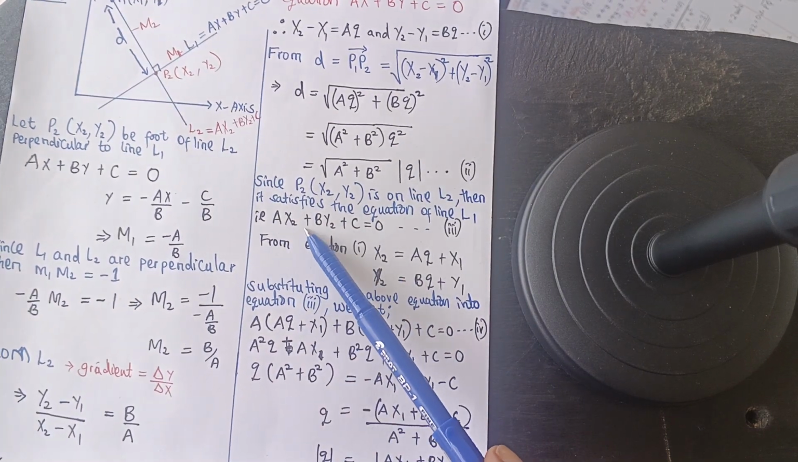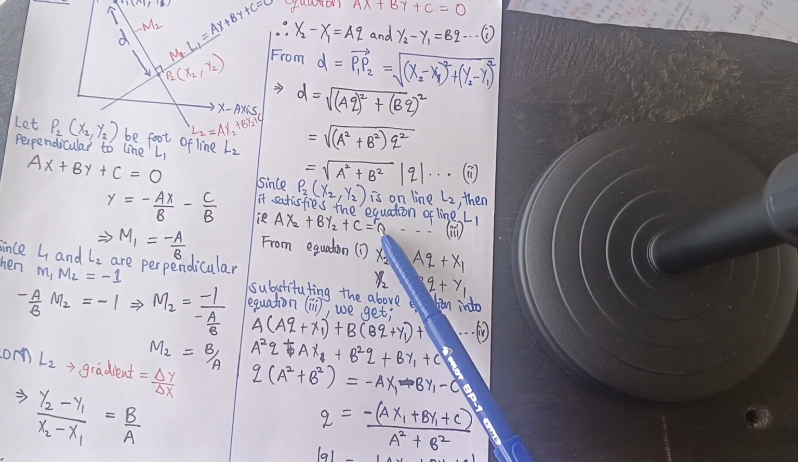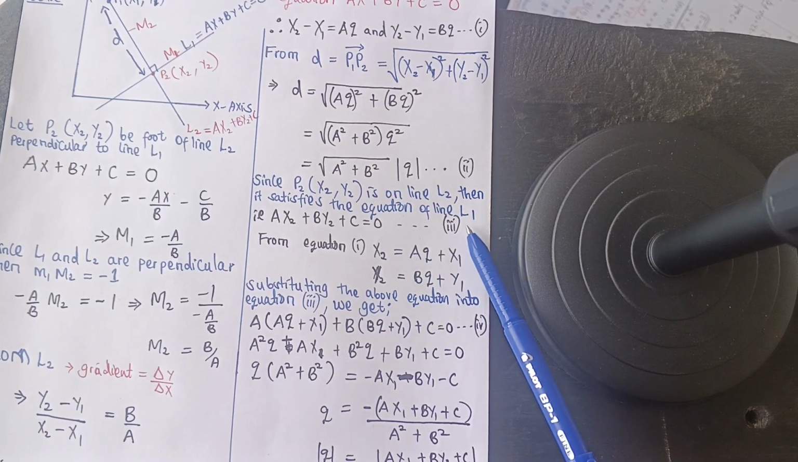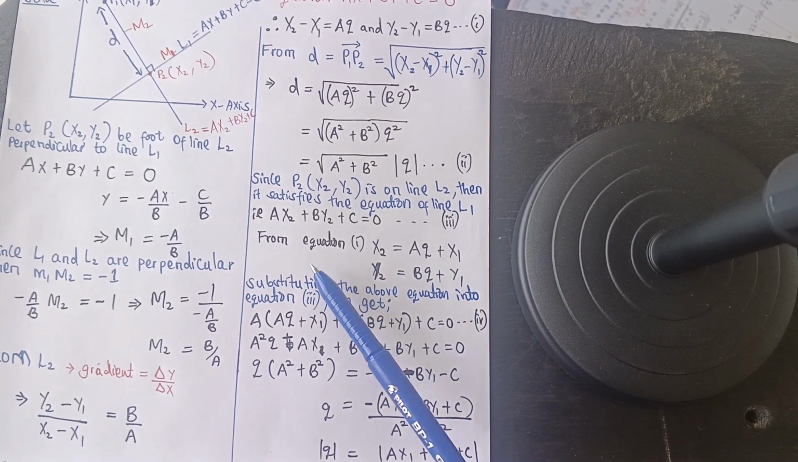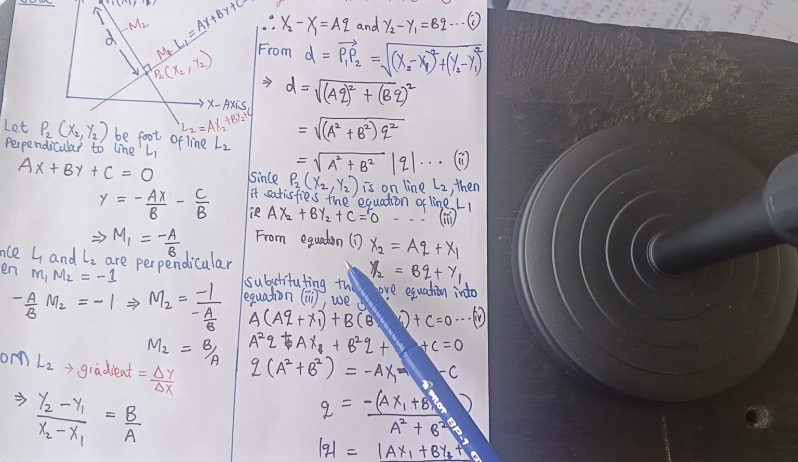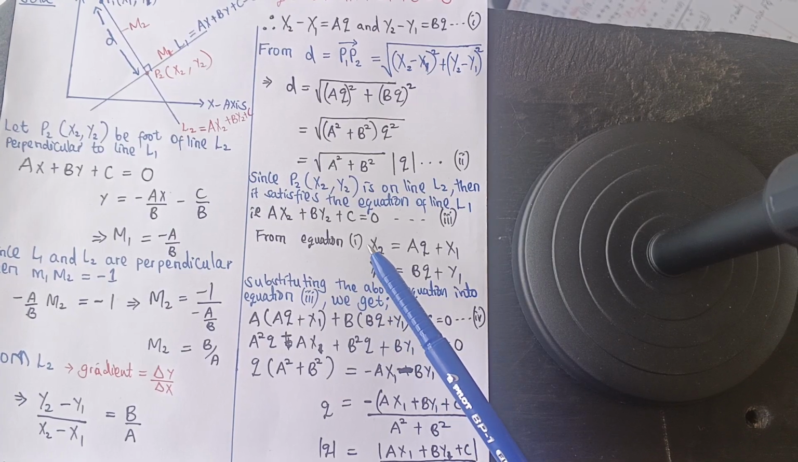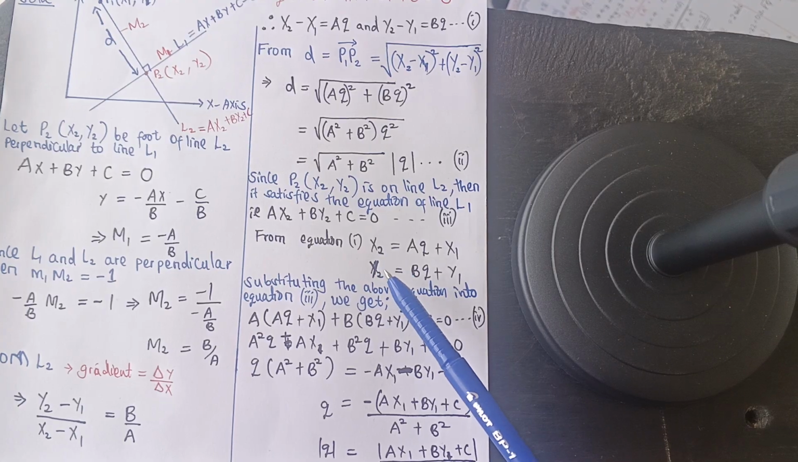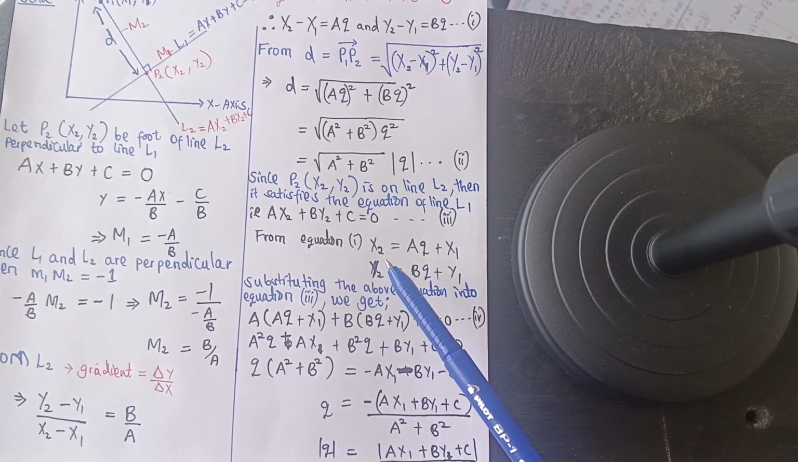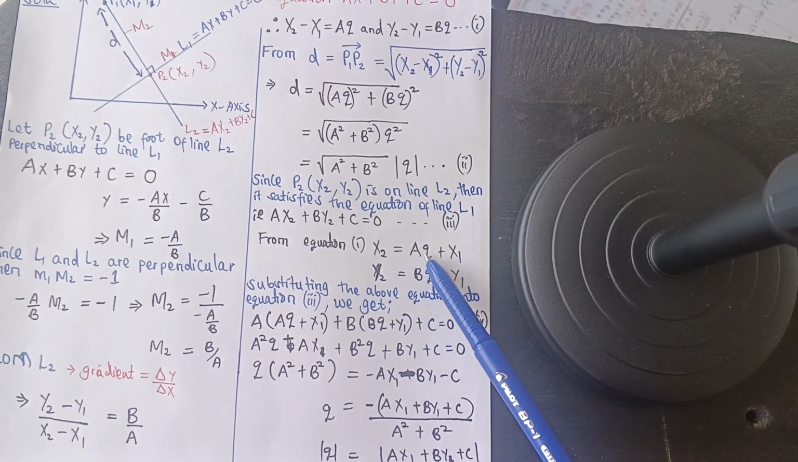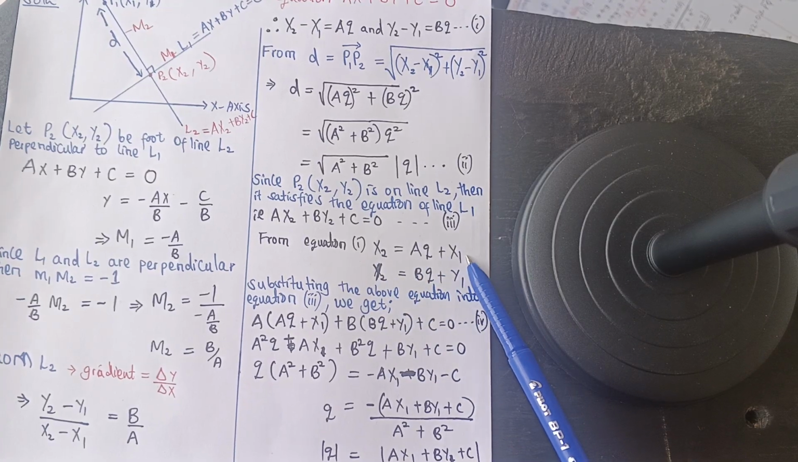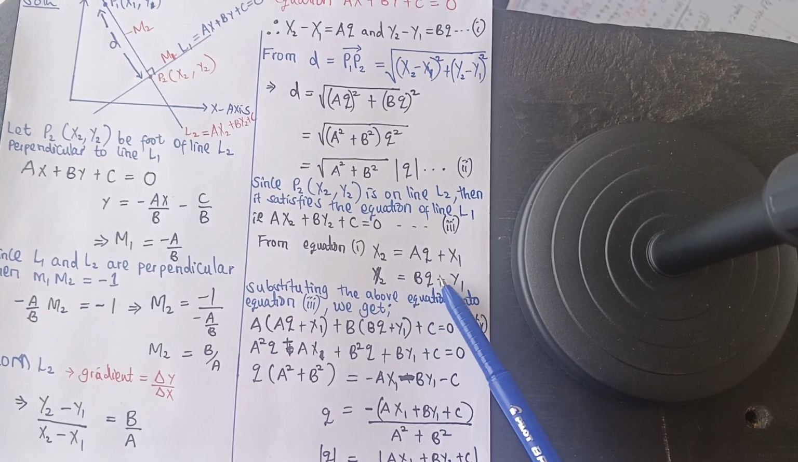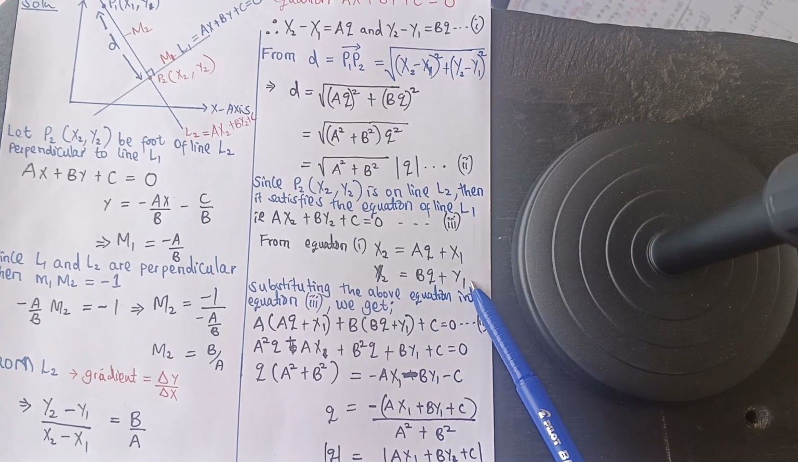So ax2 plus by2 plus c is equal to 0, which is equation 3. From equation 1, we already said that x2 minus x1 is equal to aq, and y2 minus y1 is equal to bq. So x2 is going to be aq plus x1, and y2 is going to be bq plus y1.